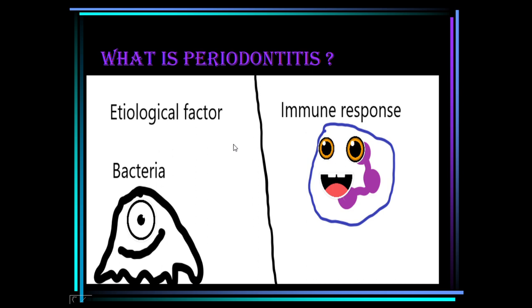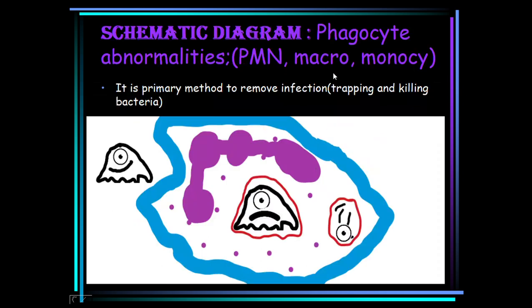Periodontitis is a kind of war. On one side there is bacteria and on the other side there is immune cell, and the end result of the war will determine the clinical picture. If bacteria win, then inflammation will be there, and if immune cell wins, then resolution of inflammation will be there. And in order to get rid of bacteria, the immune cells that are polymorphonuclear neutrophil, macrophages, monocyte, will try to get rid of bacteria by the process of phagocytosis.